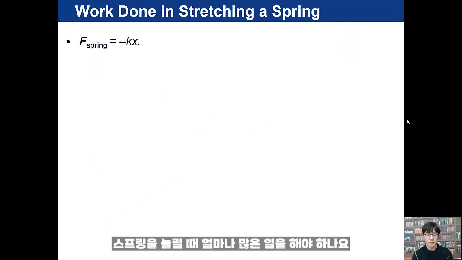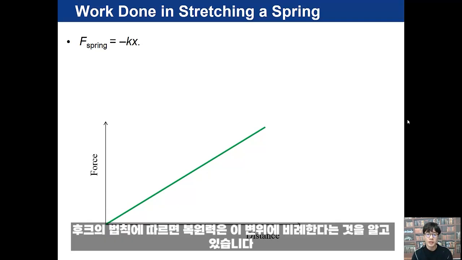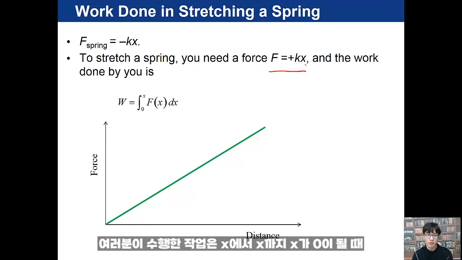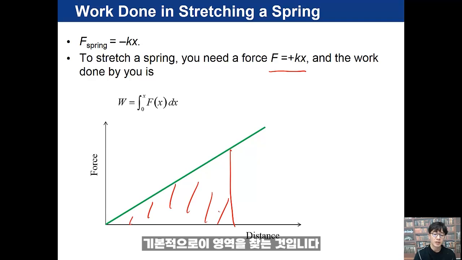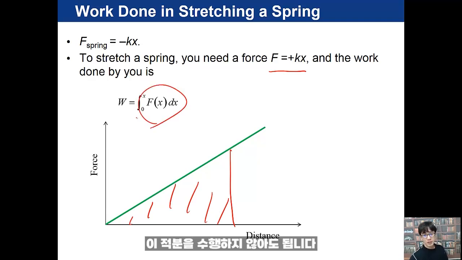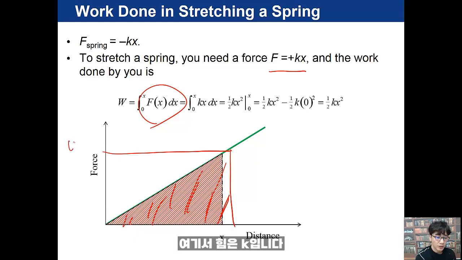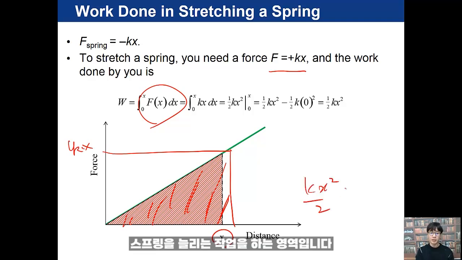When you stretch a spring, how much work should you do? We know by Hooke's law that the restoring force is proportional to the displacement. So to stretch the spring, you need to do some work by applying a force that cancels the restoring force. The work done by you, from x equals 0 to x, is basically this area, which you can find even if you don't do the integration. This is force times distance: the force here is kx, the distance here is x. This times this, the area is 1/2 kx squared, which is the work done.